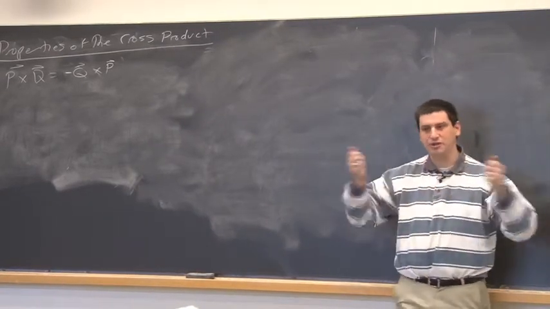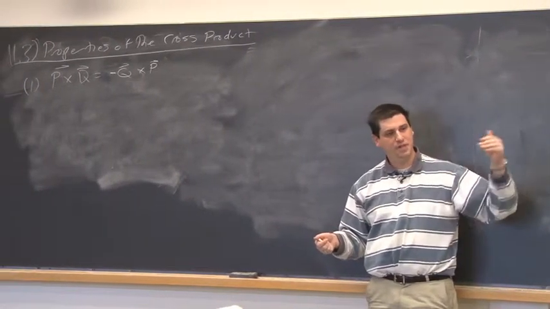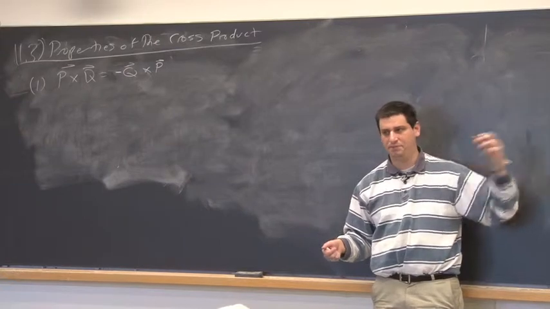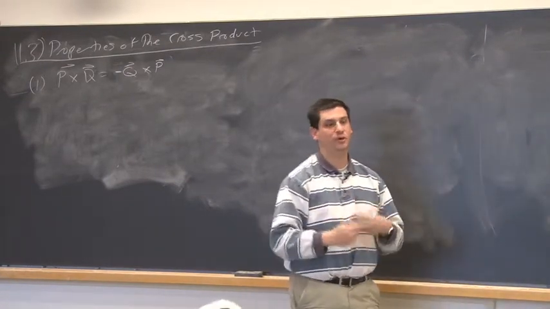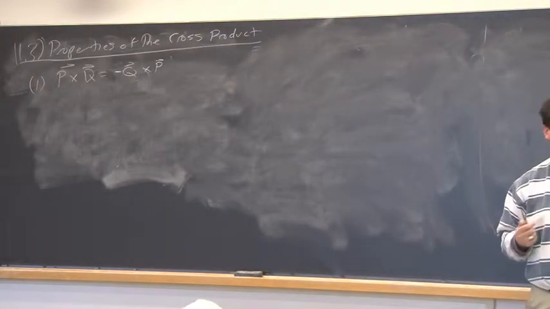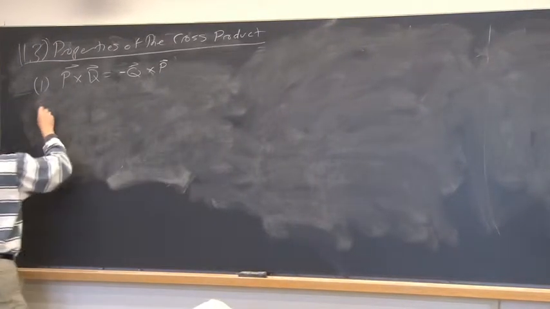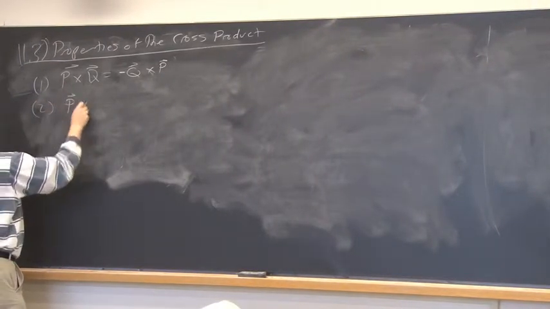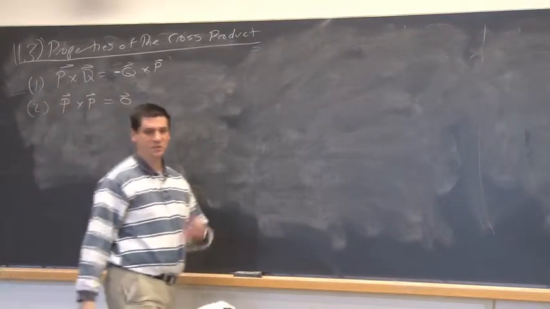If you think to the expansion, when we took the determinant and we had the P2 Q3 minus P3 Q2 I hat plus and so on. If you switch the order of P and Q, you're going to multiply each component by a -1. So P cross Q is going to be in the opposite direction as Q cross P. An immediate corollary of this is P cross P is 0, because it has to equal the negative of itself.